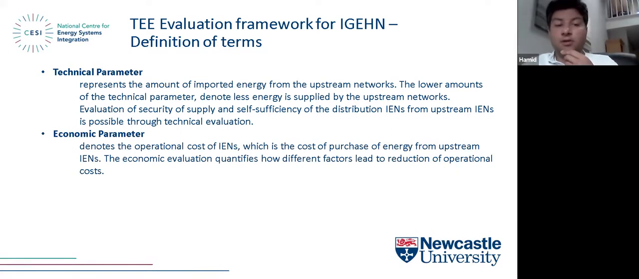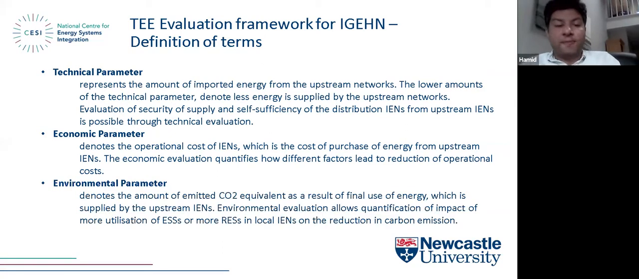The same goes for economic parameters. The economic parameter for us means the operational costs of integrated gas, electricity, and distribution networks, which is again about the cost of purchasing energy from upstream. This economic evaluation shows how different factors can lead to a reduction of the cost of meeting the final energy.